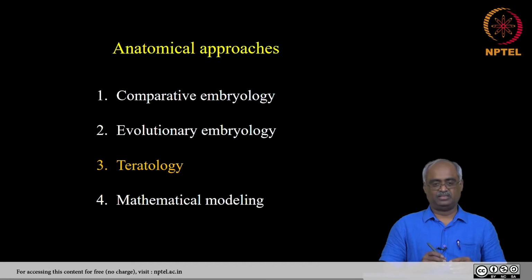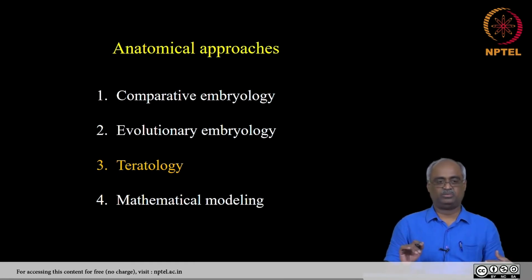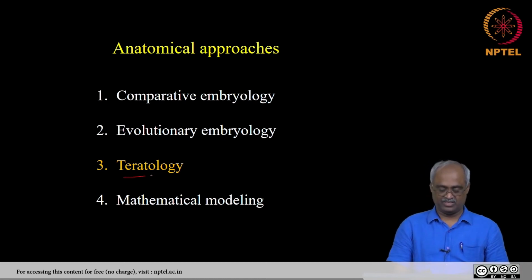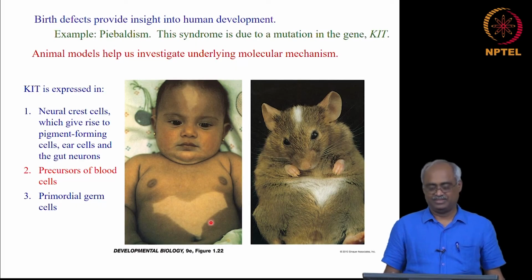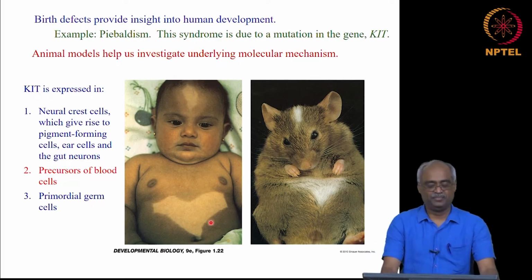These sorts of variations observed in animals are okay, but is there any hope for humans? Can we see developmental abnormalities in humans? We do see, there are birth defects and there is something called teratology, okay. So, we are going to look at teratology now. Alright, so here is an example, okay.